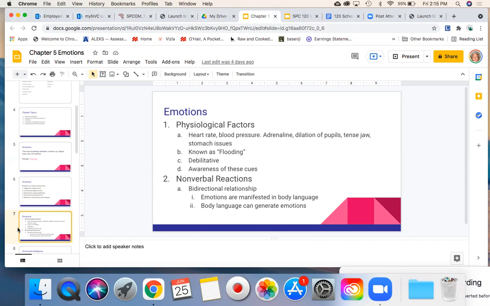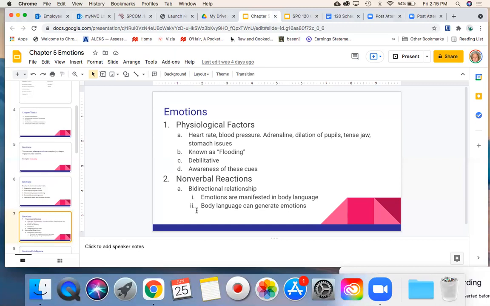It is debilitative, and we will discuss more about what we mean by debilitative a little bit later. And awareness of these cues. So in these physiological factors, you want to increase your ability to become very aware of these cues, okay? 2nd, nonverbal reaction. So this idea of emotions having a bi-directional relationship. So emotions are manifested in the body, in body language, and body language can generate emotion.